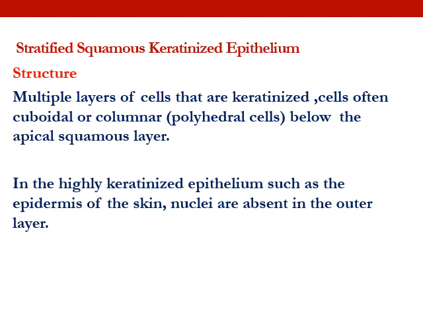The other type of stratified squamous epithelial tissue is stratified squamous keratinized. This type of tissue is composed of multiple layers of cells that are keratinized. The cells are cuboidal or columnar, polyhedral in shape, below the apical squamous layer. In highly keratinized epithelium, such as the epidermis of the skin, the nuclei are absent in the outer layer.